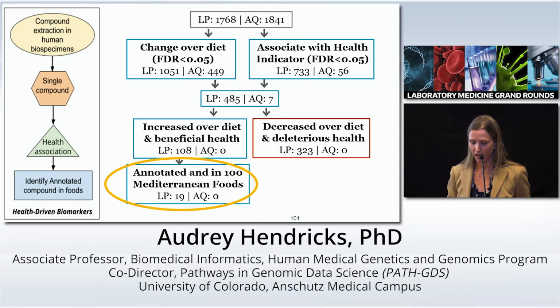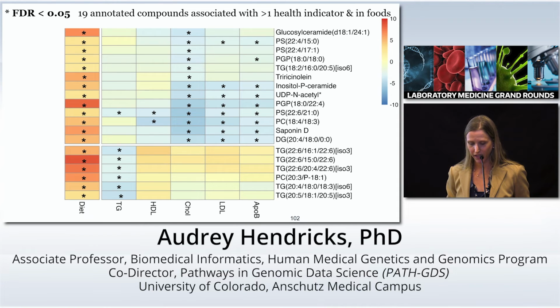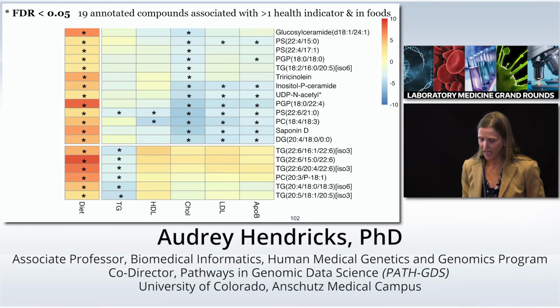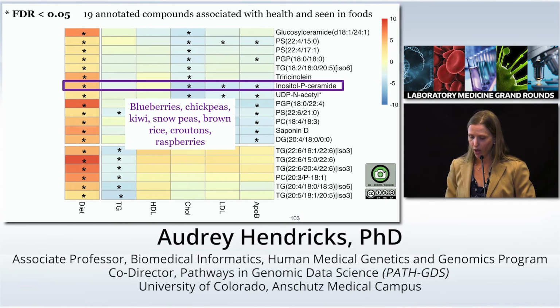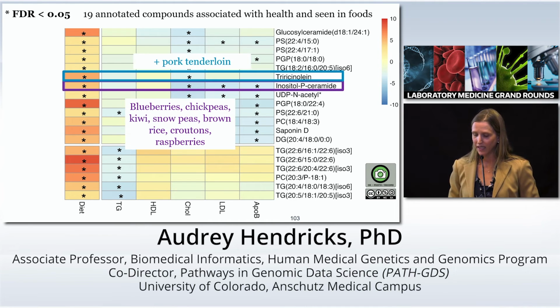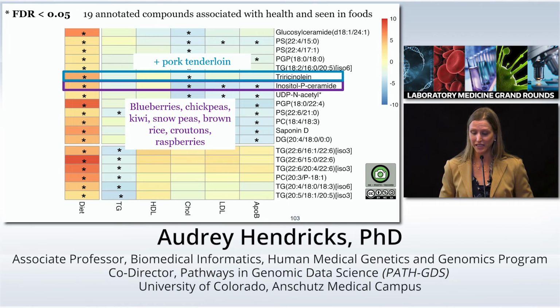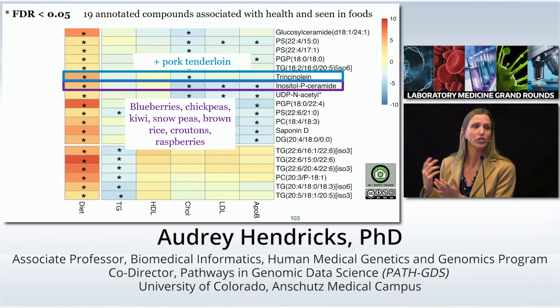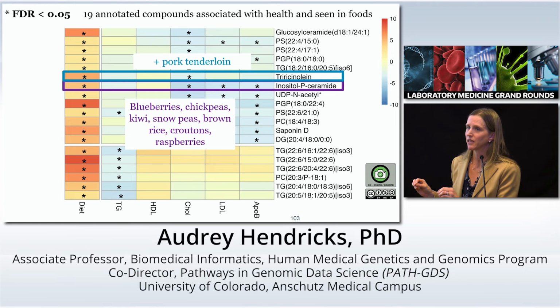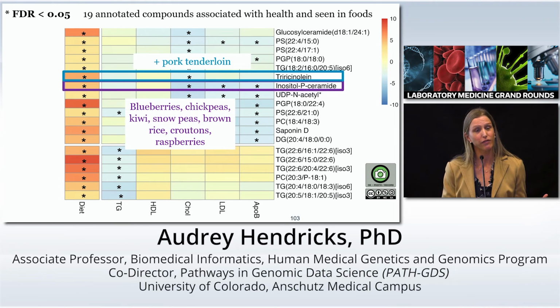So looking at these 19 compounds, again, they significantly increase over diet and are associated with a positive change in a health indicator. And just to highlight a couple, we see that this compound is seen in blueberries, chickpeas, kiwi, and so on. This compound here is seen in all those foods, as well as pork tenderloin. And so this health-driven approach is able to get compounds that are seen in a much larger set of foods, but might not be precise to individual foods, where the other food-driven biomarker approach is more likely to identify more precise food compounds.